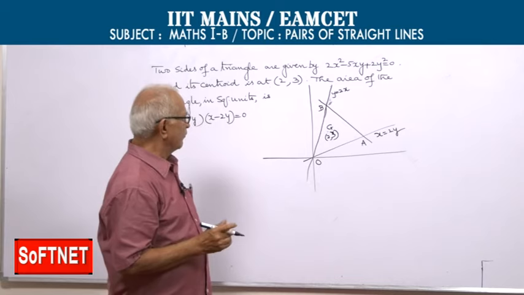m1 minus m2 whole square equals m1 plus m2 whole square minus 4 m1 m2, high school formula. Well, the sum of the slopes is minus 2h by b. Minus 2h by b means 2 secant square alpha. b is the coefficient of y square, that is 1, and 2h is minus 2 secant square alpha. So minus 2h is plus 2 secant square alpha, by b which is 1. So, 2 secant square alpha whole square minus 4 times the product of the slopes, a by b.